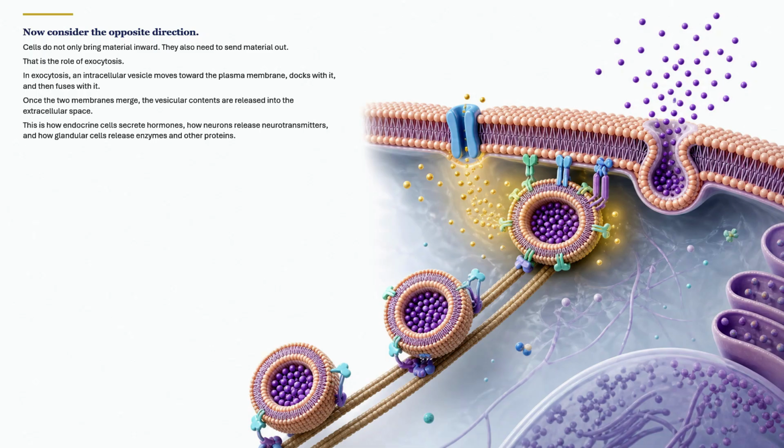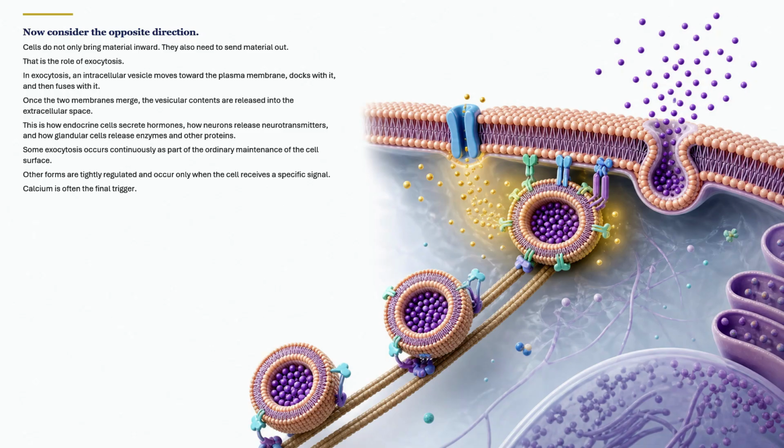Some exocytosis occurs continuously as part of the ordinary maintenance of the cell surface. Other forms are tightly regulated and occur only when the cell receives a specific signal. Calcium is often the final trigger. A brief rise in cytosolic calcium can cause a secretory vesicle to fuse with the plasma membrane and release its contents almost immediately. This gives us the other face of the calcium story from the previous board.